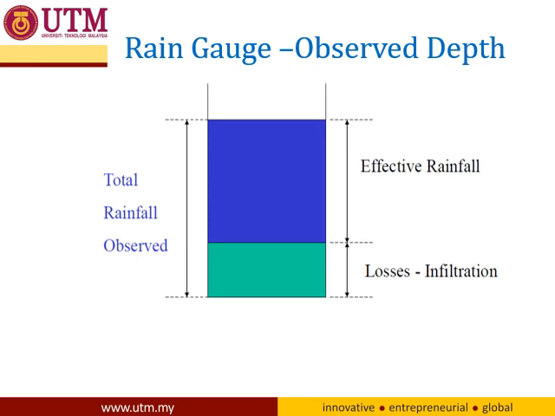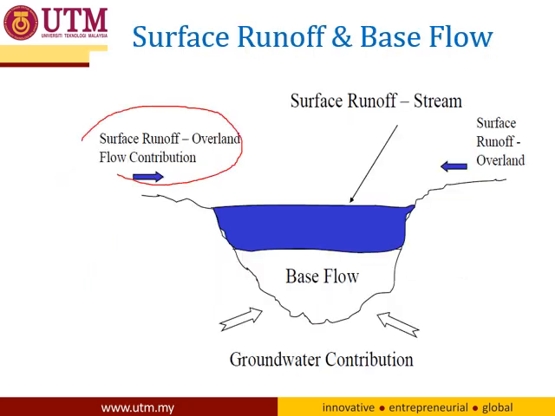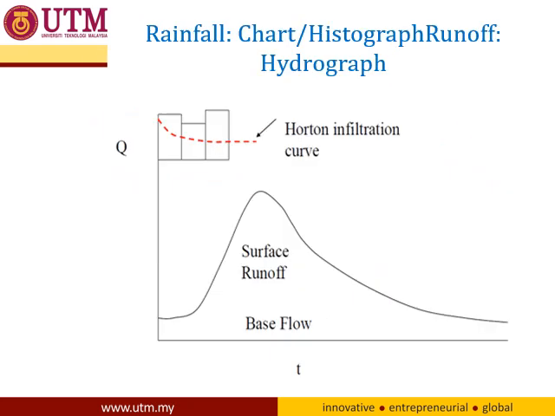Okay, so again, just to really make sure that you understand, if we have a total rainfall, then there will be some effective rainfall and some are losses or infiltration. So again, surface runoff goes into the river. Okay, so these are the additional discharge during storm, and the base flow from groundwater. And please remember, the Horton curve, or also the phi index line, separates what is surface runoff and what is infiltration.